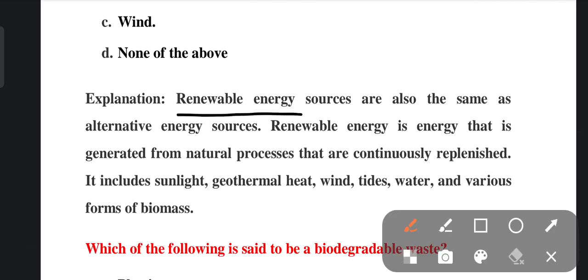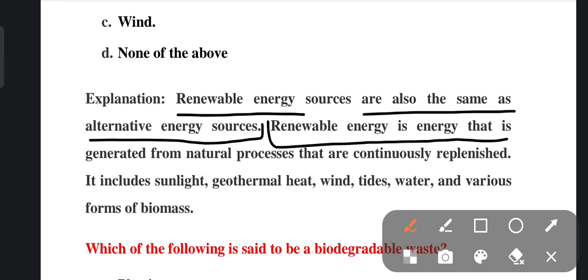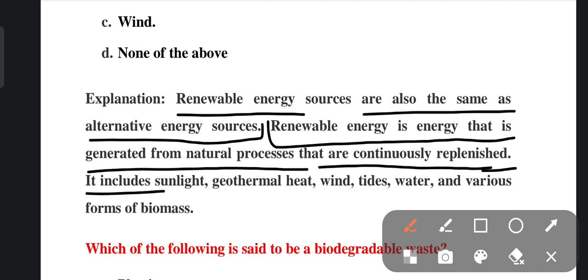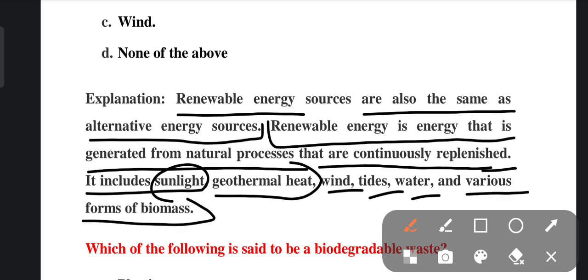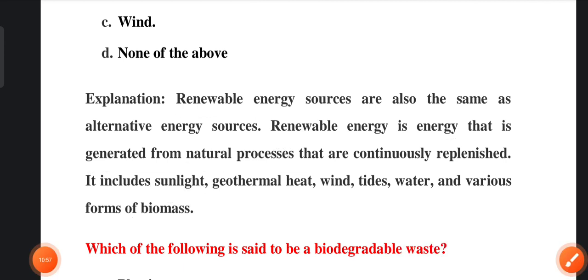Renewable energy sources are also the same as alternative energy sources. So we can use this wind or air with the other energy sources also. Renewable energy is the energy that is generated from natural processes that are continuously replenished. It includes sunlight, geothermal heat, wind, tides, water, and various forms of biomass. These are all called renewable energy on the earth.